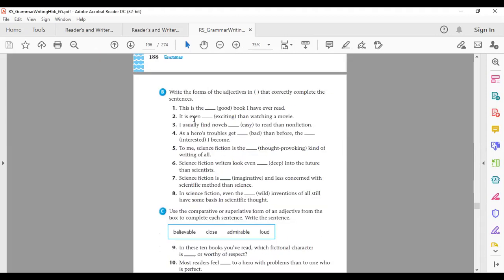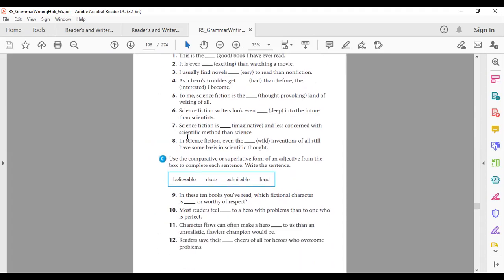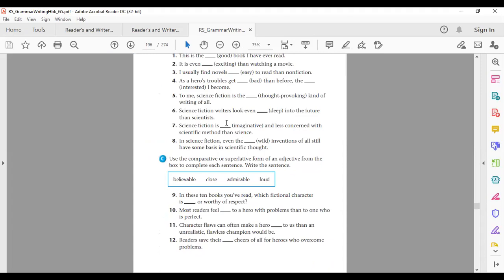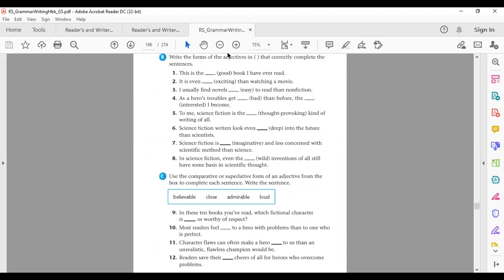Write the form of the adjective in the brackets that correctly completes each sentence. By the way, this lesson is super easy, and you took it like three times before. Number 1, Fairuz: this is the best book I have ever read. Best. Why do you doubt yourself?